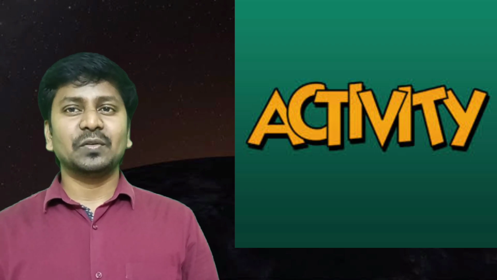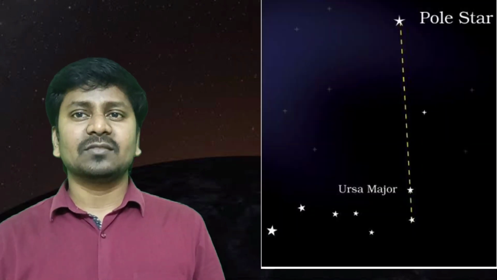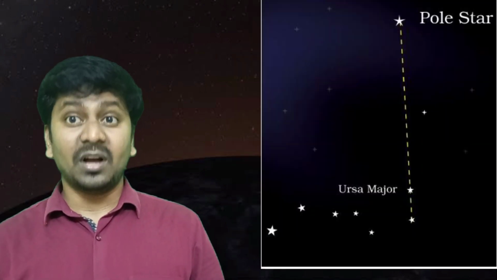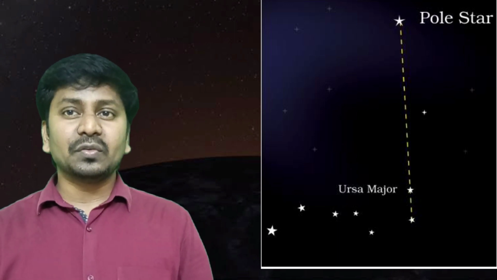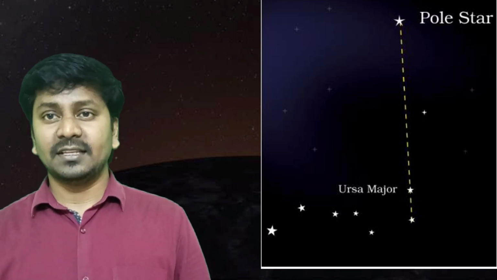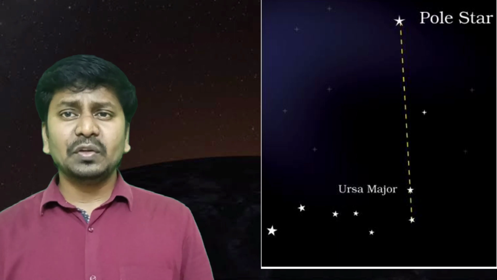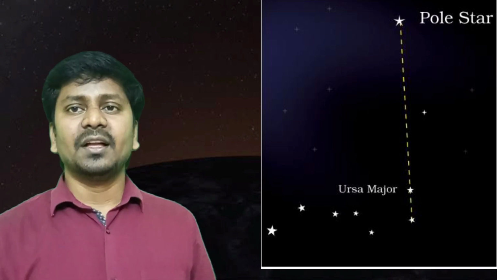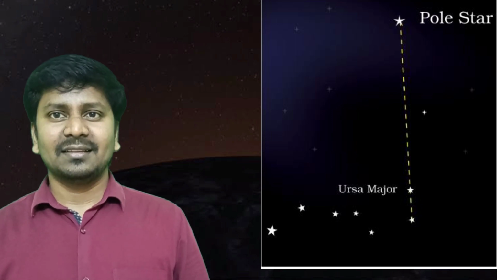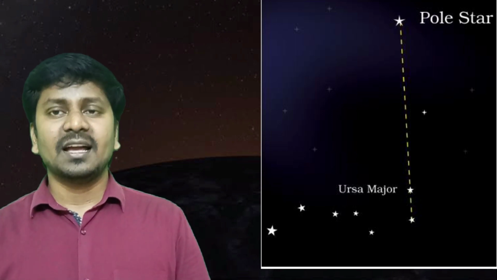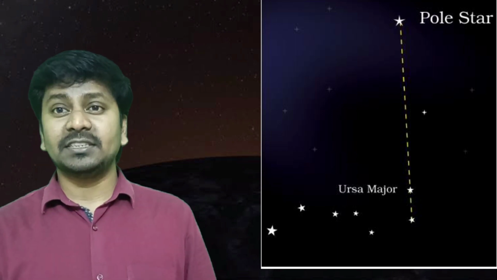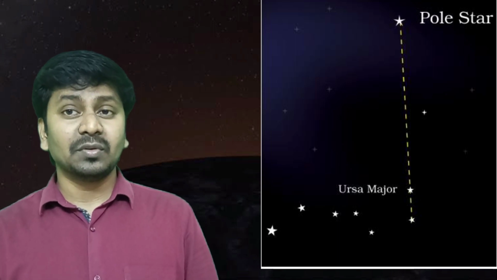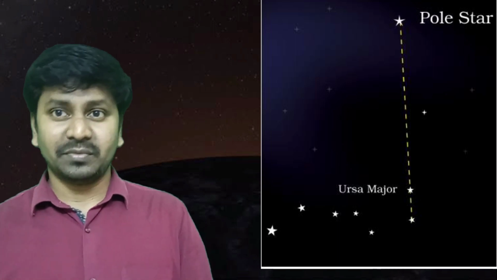Now we will do an activity. Observe this constellation for a few hours. Do you find any change in its shape? Do you find any change in its position? You will observe that the shape of the constellation remains the same. The constellation will appear to move in the sky from east to west.